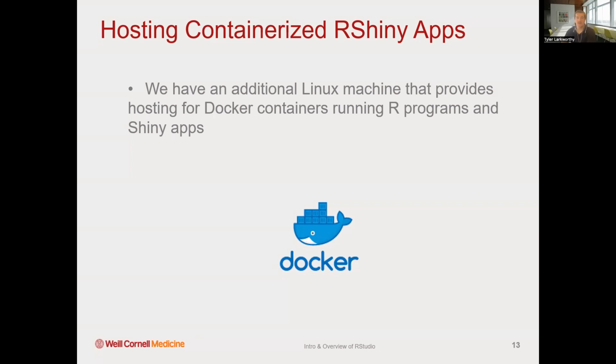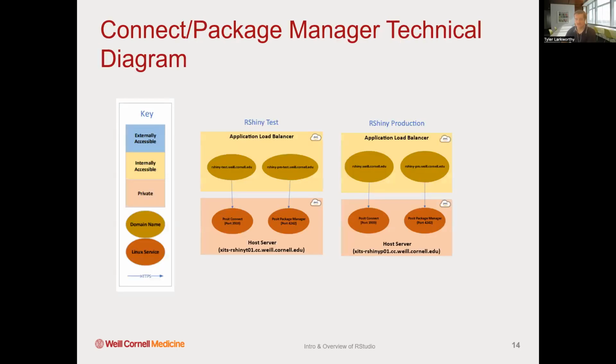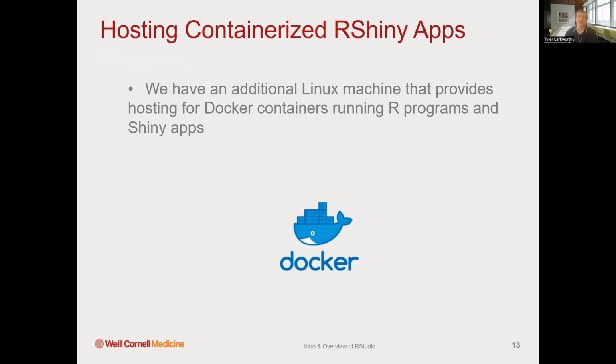So the server we've set up here allows us to deploy a Docker container to that server that runs an R app, and then users can access that app over the web. And it is running in a nice isolated environment. Another thing to note about the Docker server is that this also allows us to make apps that are available not just to WCM users, but in fact available to the public internet.